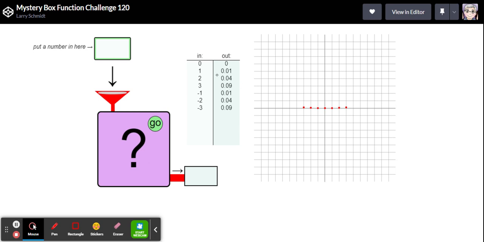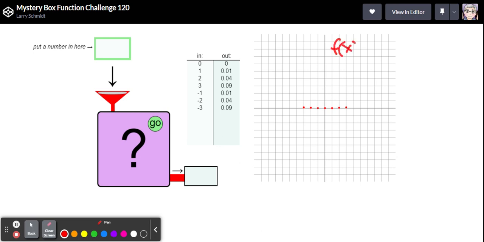So from 0 to 1, it goes up by 1/100th. From 1 to 2, it goes up by 3. And from 2 to 3, it goes up by 5. So that is a quadratic pattern. The slopes are not the same between those points, so therefore this is a curve. So I think we've got a pretty simple quadratic. The vertex appears to be right here on the origin.